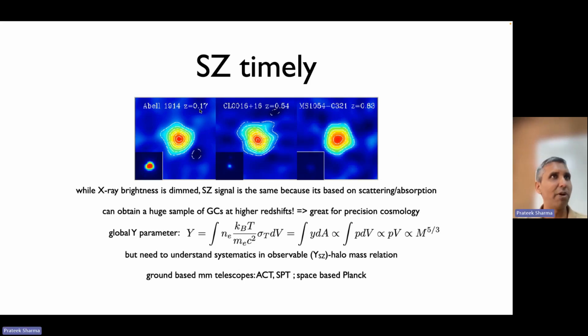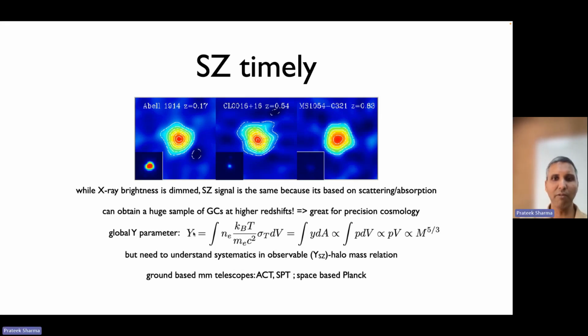This is at redshift 0.17, 0.54, 0.83, and this is the SZ signal. It's essentially the same. If you look at the same region in X-rays, this is what you get in this inset. Very bright because it's nearby, manageable, but almost not there at high redshift, because the flux goes like 1 over distance squared.